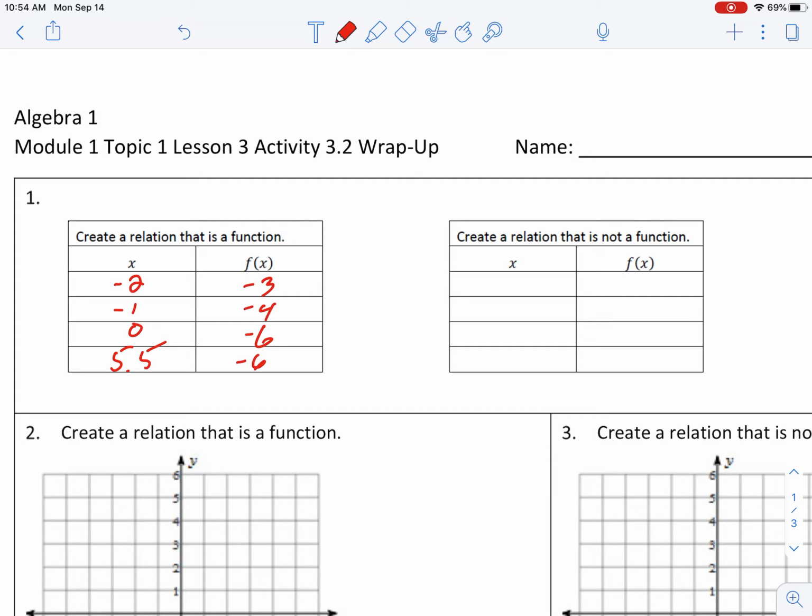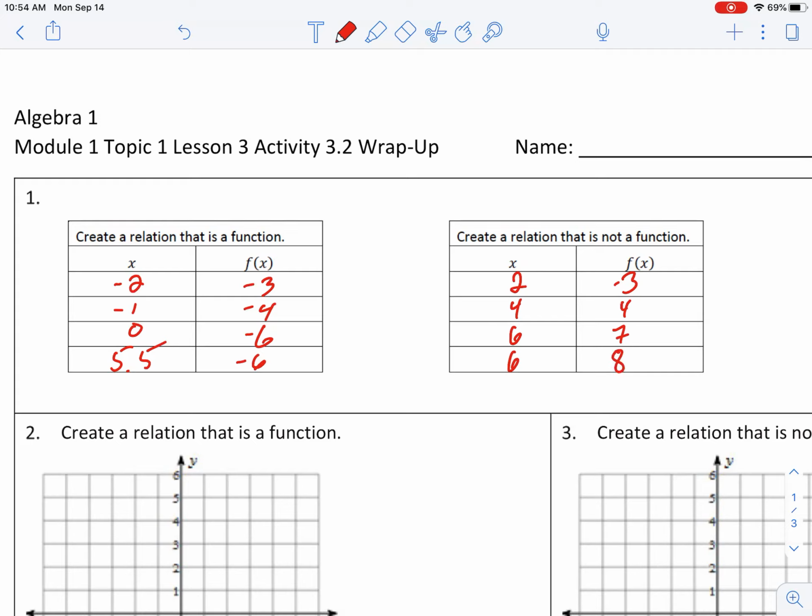Even the range could have something repeated. That's fine. It's all about that domain. So something that's not a function, and this is where I've got to watch out for. As soon as I have in the domain an x value that's repeated, I've got to start looking at what's happening in the output.